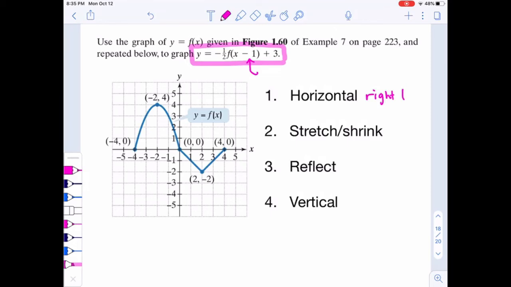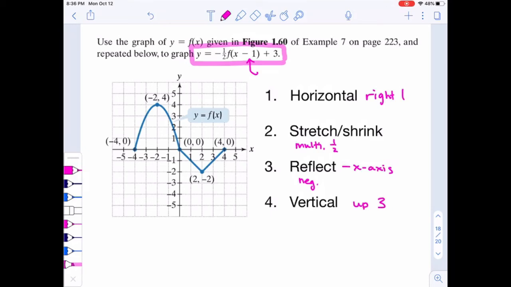But I have that 1/2 on the outside, which means I'm going to multiply each of those y values by 1/2, meaning I'm going to take half the distance it is from the x-axis. And then if I have a negative in the front, which I do in this case, it's going to reflect around the x-axis. So it's going to flip to the other side of the x-axis. And then in terms of any sort of vertical, in this case I have a plus 3. That means I would end up moving it up 3.